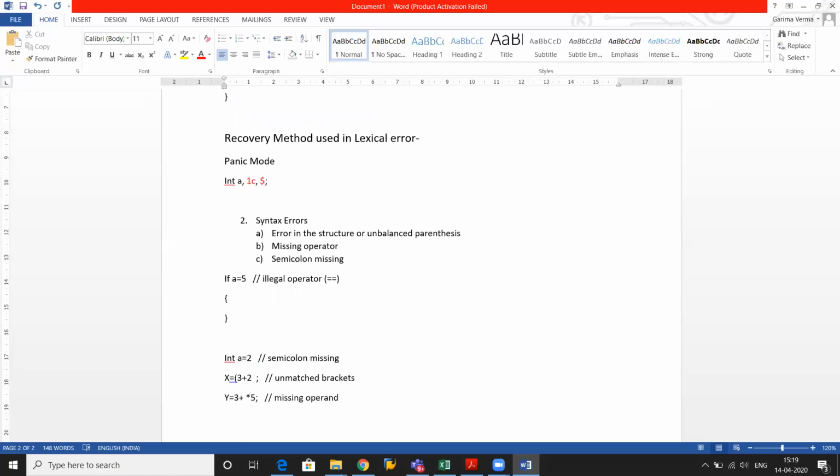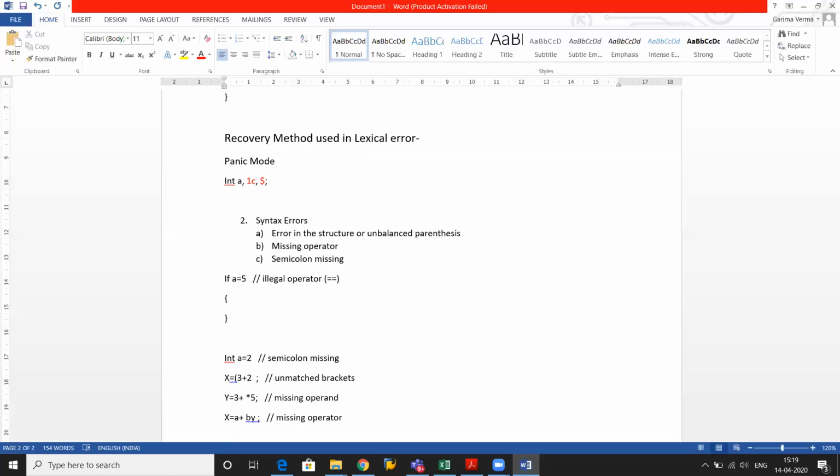Now see another example. X is equal to a plus, suppose, by. What is the problem in this statement? You have written two operands, but one operator is missing between the operands. So, missing operator.